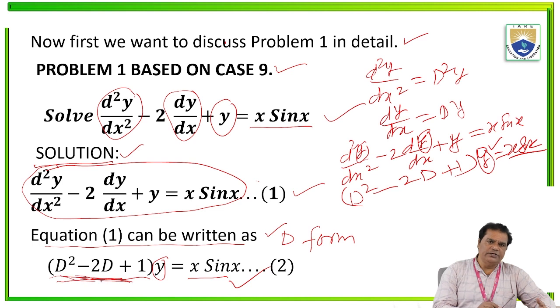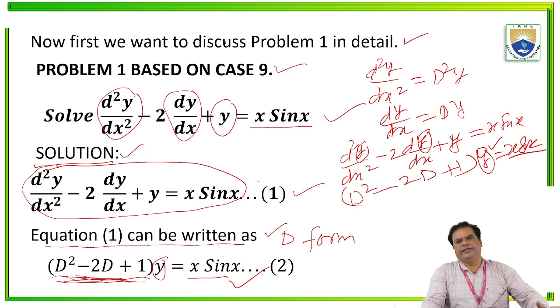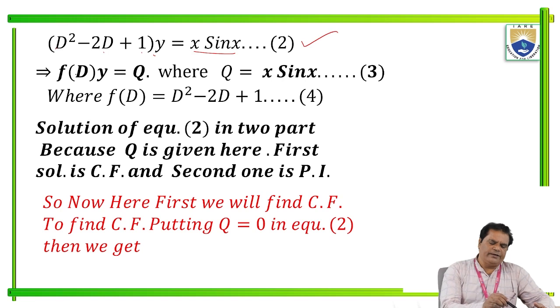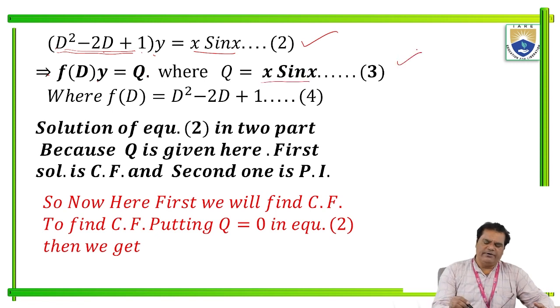A function of D means a function in derivative form. D is the derivative, so this function is known as a derivative form function. D square minus 2D plus 1, into y, equal to x sin x. This is the same equation 2, where it is f(D) y equal to Q, where Q is x sin x. This is equation 3.